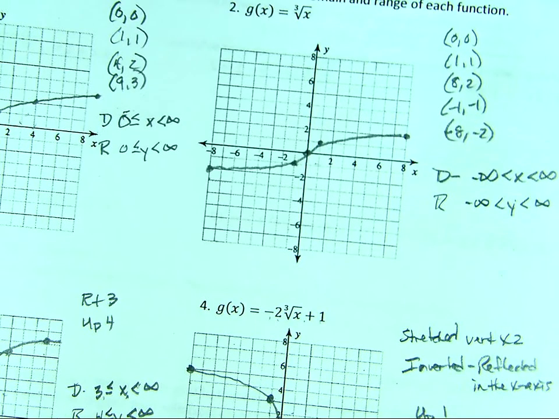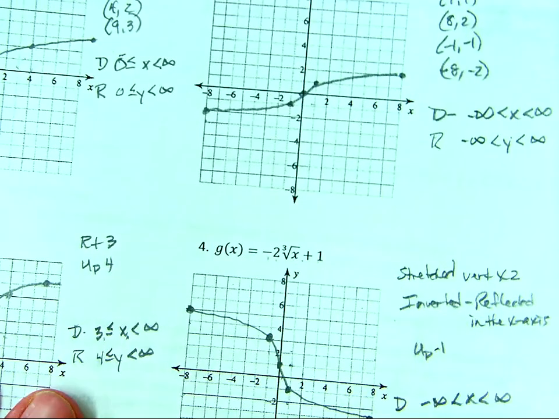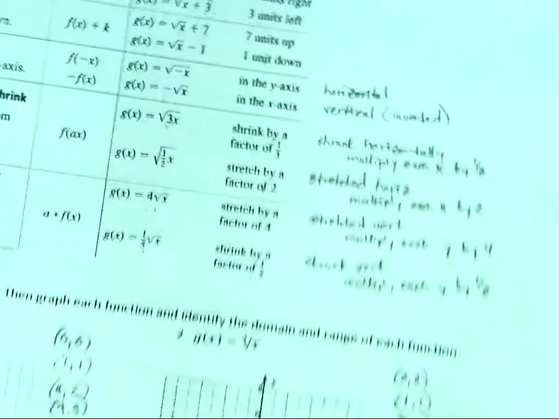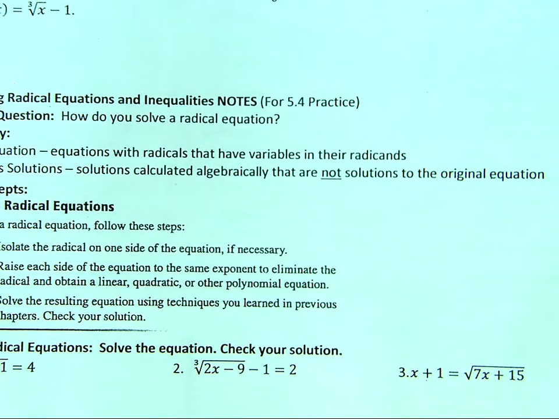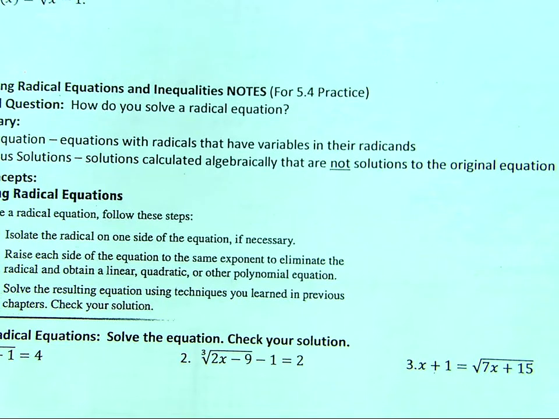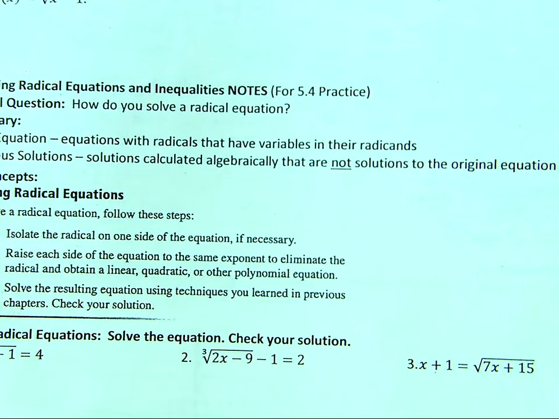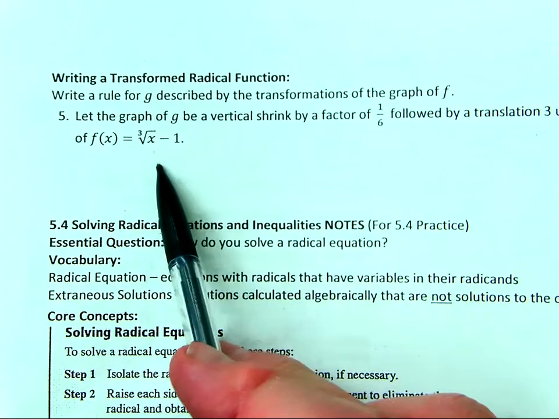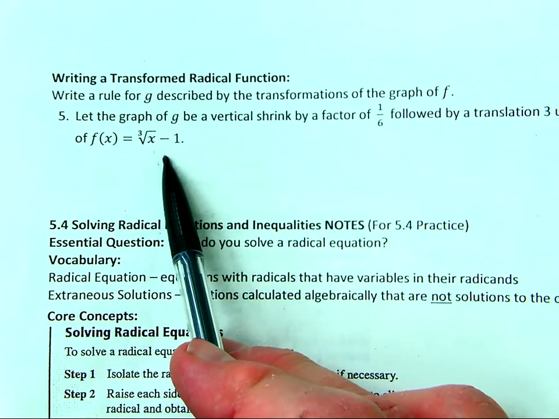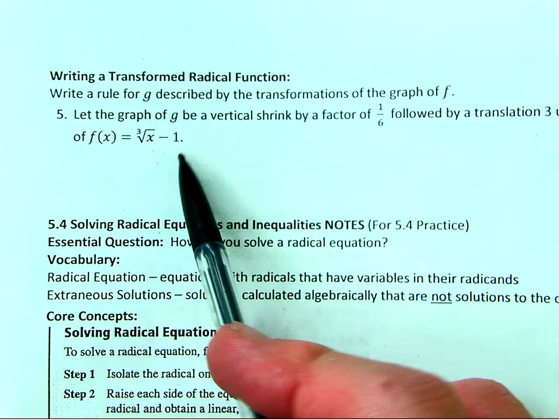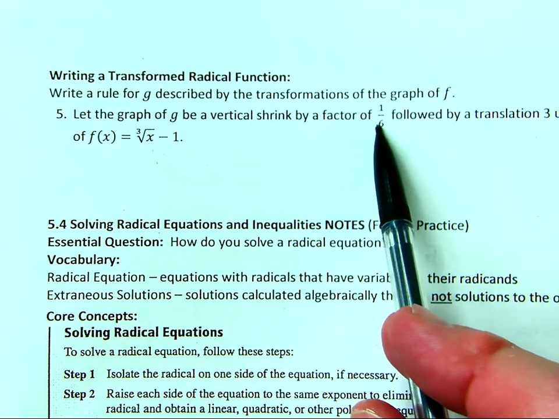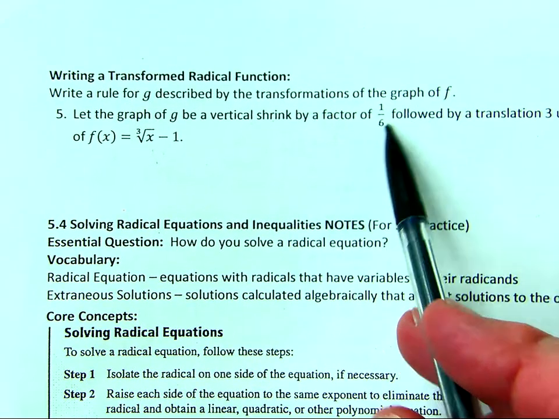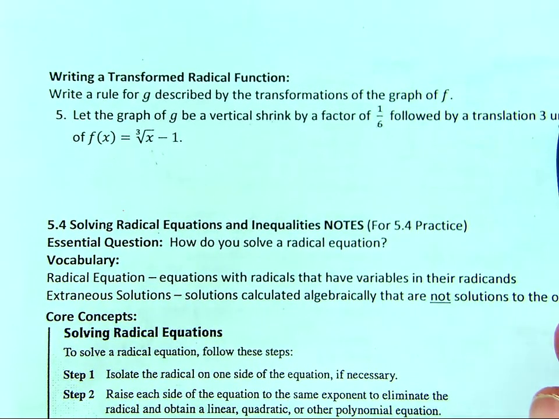Okay. Now the last thing on here is writing equations for these. This can get kind of tricky. You have to be really careful about this. So like this one, we have a graph of f of x. Here's the original graph. The original graph is the cube root of x minus 1. Now it says we want a vertical shrink by a factor of 1/6. We want to move it left 3.